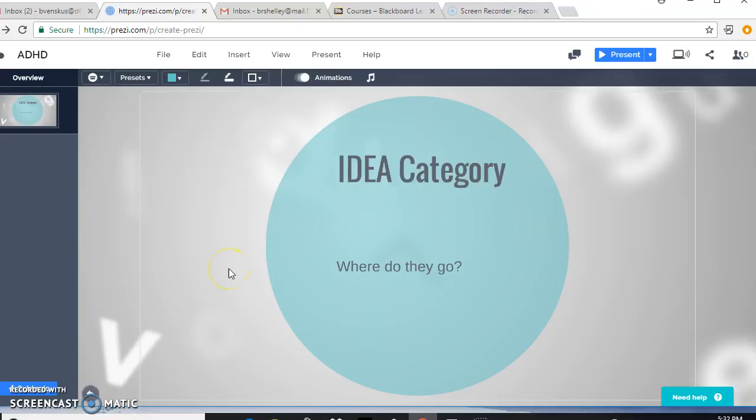So the IDEA category: pretty much, where do they go? ADHD is not a specific learning disability. It falls under other health impairment for these students. So if you're doing an IEP for the student, it goes under other health impairment, because it's not a specific learning disability. It can affect everything.